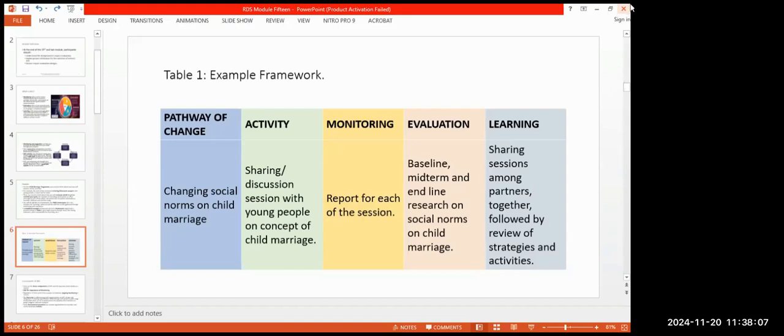which is about sharing sessions among partners together with the team, and followed by a review of strategies and activities. Yeah, and that will be informed by what has come out from monitoring, and also what has come up from evaluation. So we learn before we take action. For us to review the strategies and activities, we need first to learn that this is the way and this is not the way.